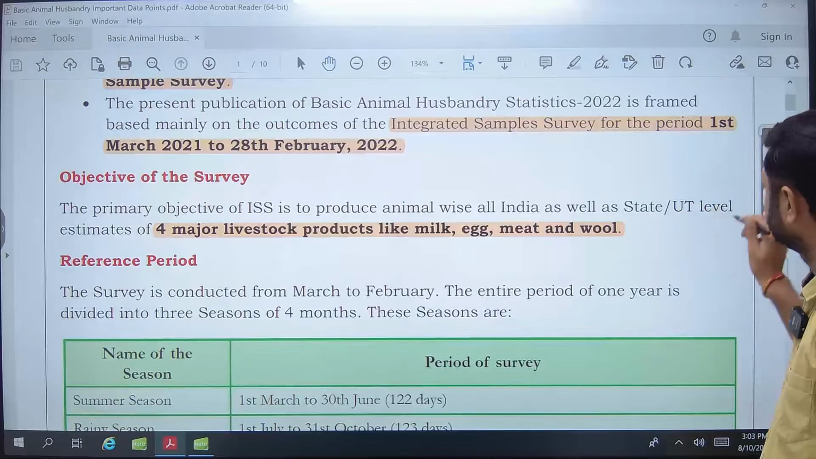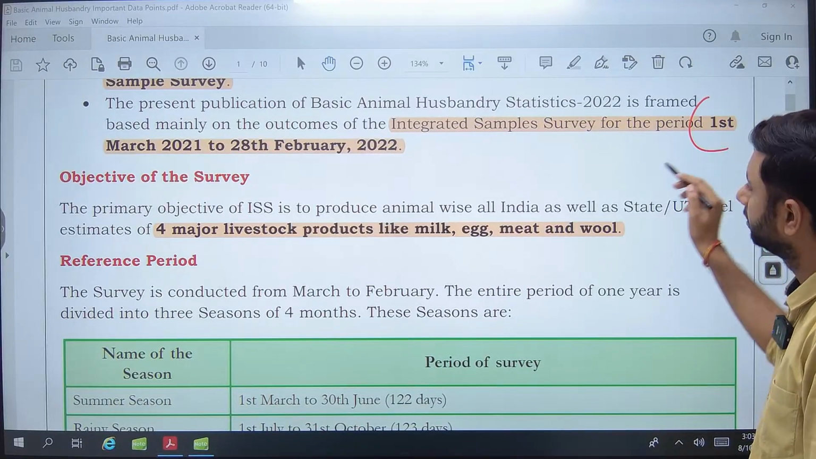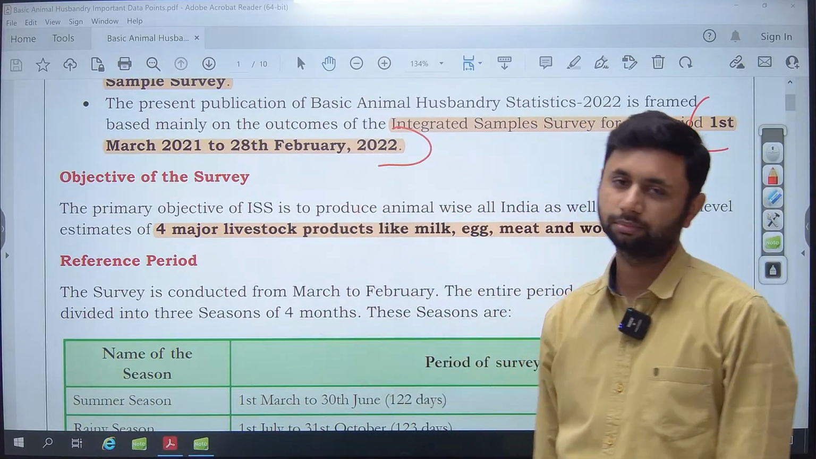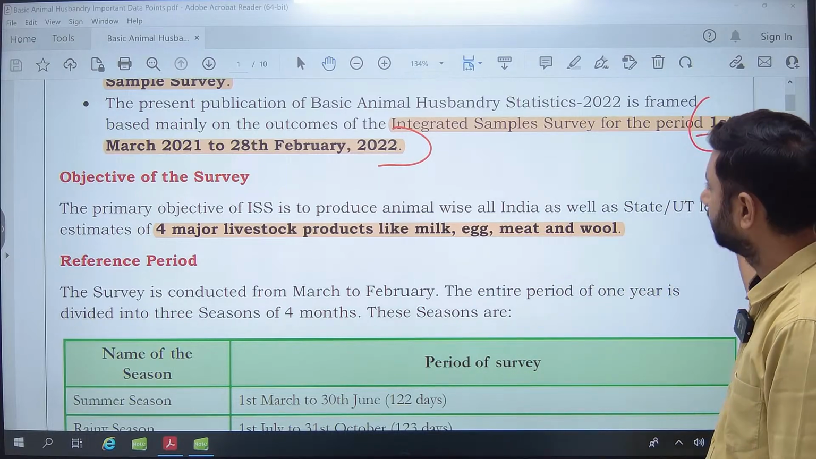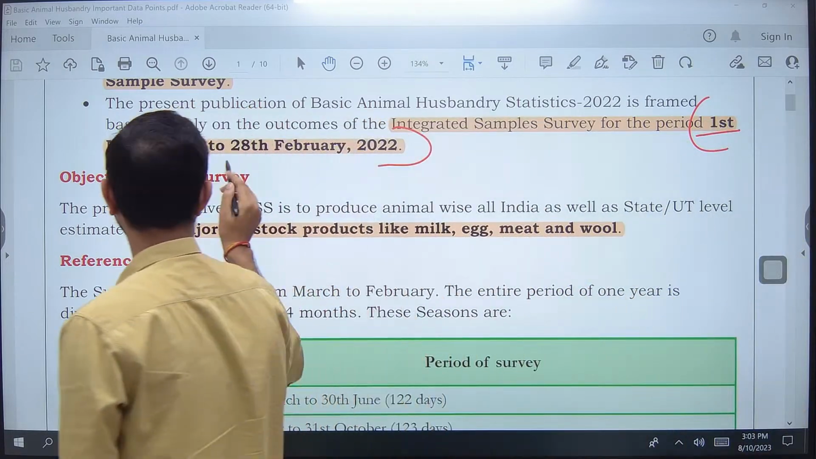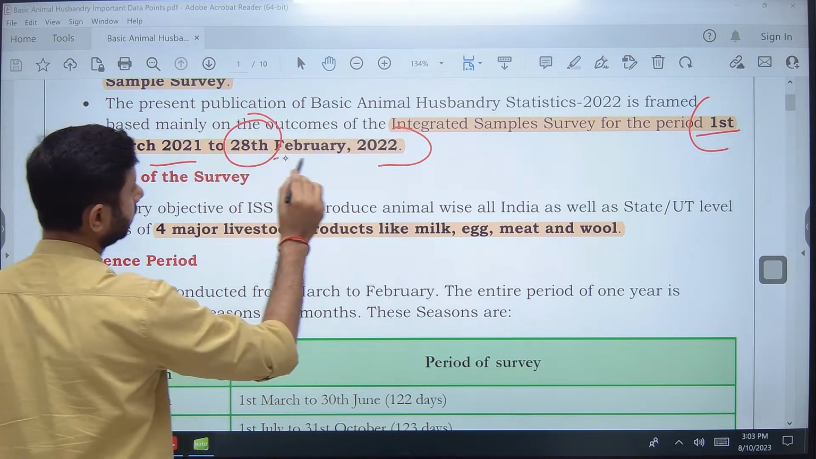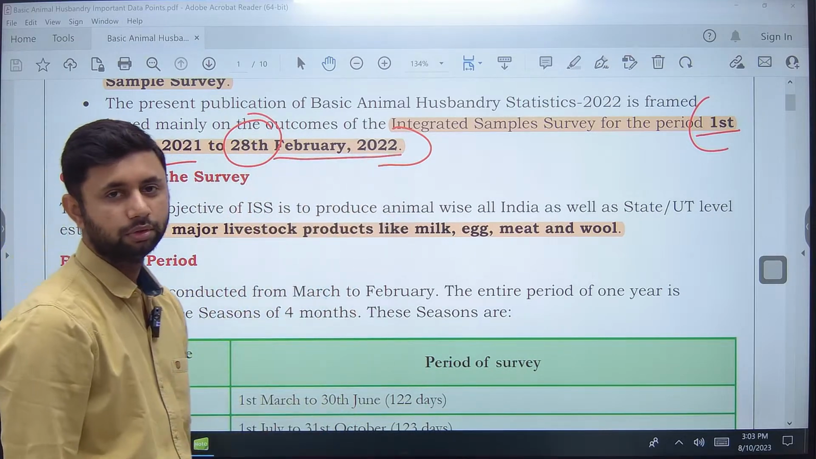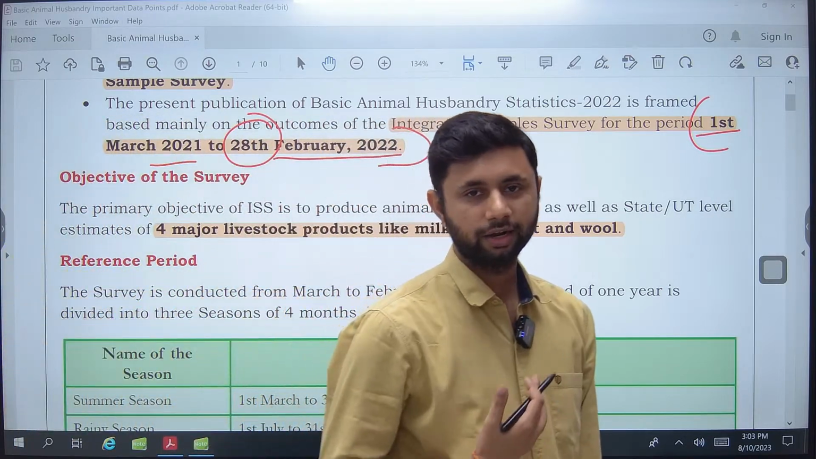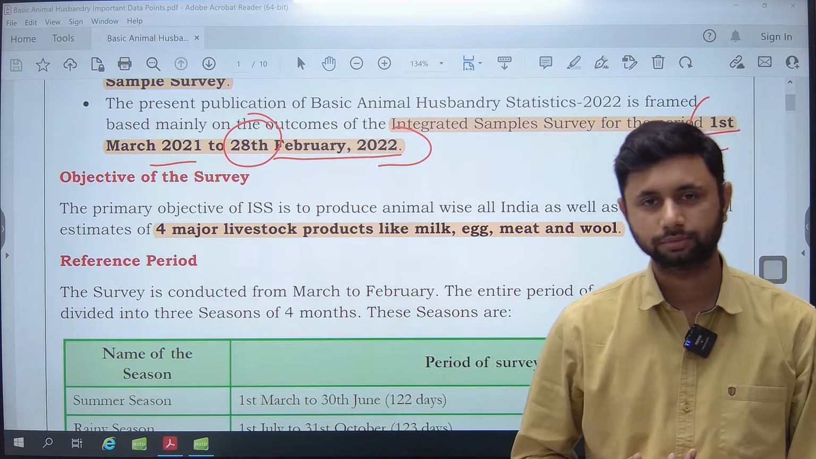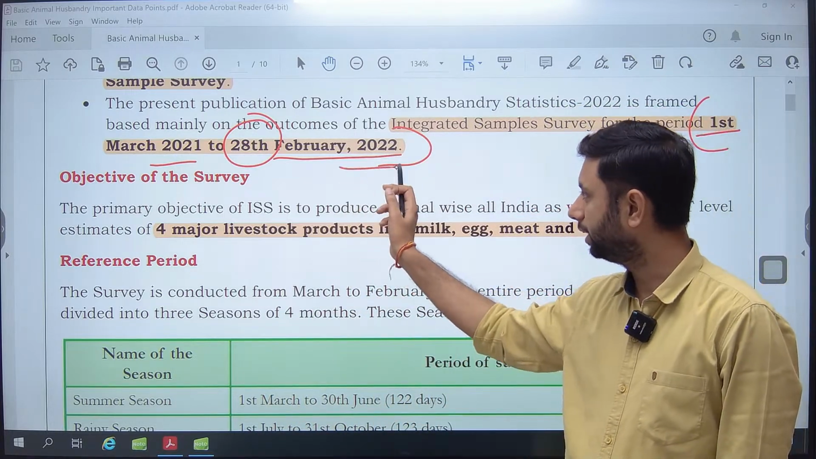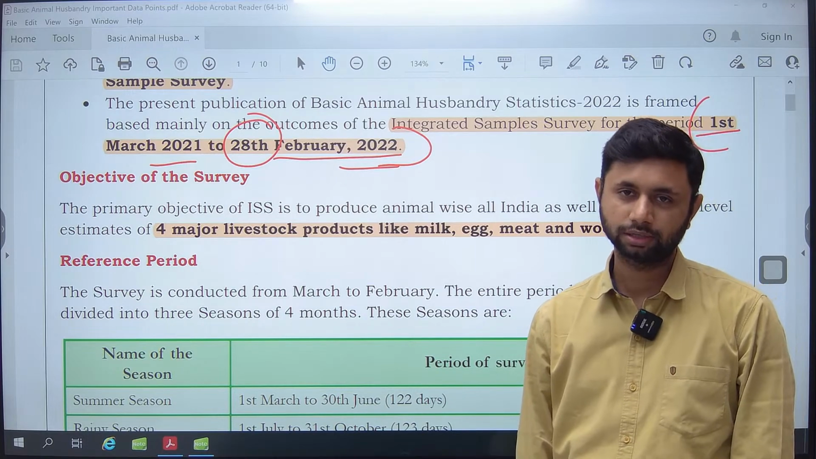After that, what is important? The timeline within which the data has been collected. From 1st March 2021 till 20th February 2022, the data has been collected, compiled and published. So remember these key dates. These can come directly in the examination.